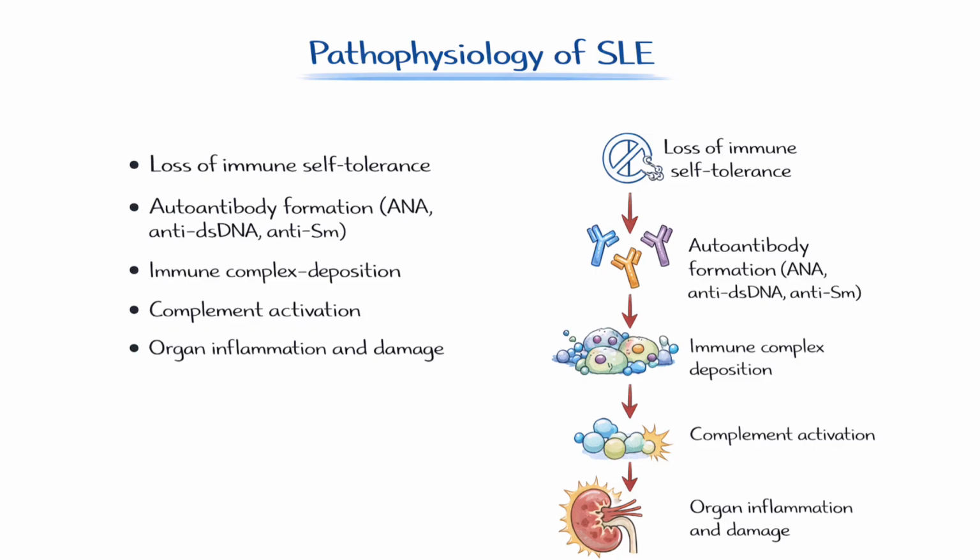As a result, the body produces autoantibodies, including ANA, and more specific antibodies such as anti-double-stranded DNA and anti-Smith. These antibodies bind to normal cellular material and form immune complexes. Those immune complexes circulate and deposit in tissues, where they trigger inflammation through activation of the complement system. Over time, this inflammation leads to organ damage, particularly in the kidneys, skin, joints, and blood.